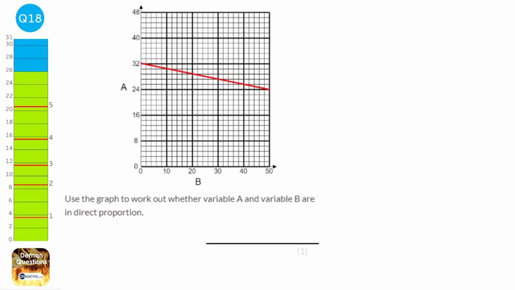There are 2 rules for things to be in direct proportion. The first rule is you must have a straight line, which we do on this question. The second rule is it must go through the origin. So we're looking for a line like this or like that, somewhere in that region there. Now this red line does not go through the origin, so A and B cannot be in direct proportion.